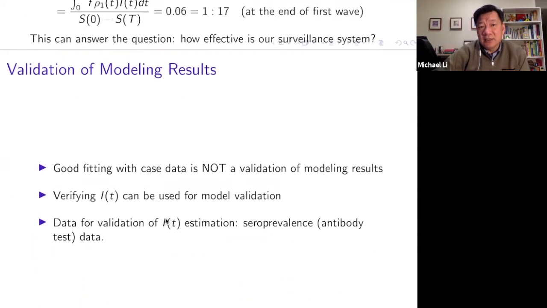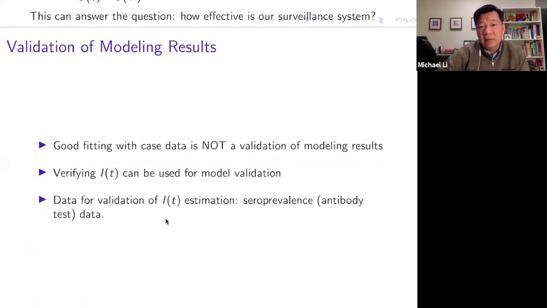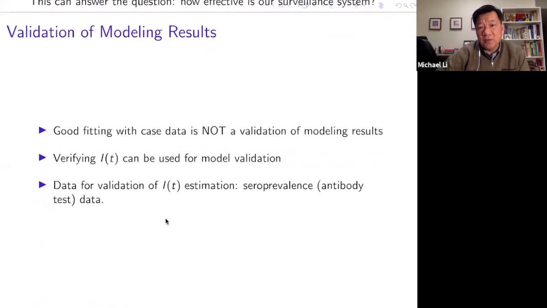Okay, so I think this is the end of my talk. I just wanted to comment that good fitting shouldn't be used as validation. It's not a validation. You can have a good fit with the case data, and then look at the F of T to see if it's way out of line, or compare it with the seroprevalence results. That might be independent data to validate our modeling results. So that would be the end of it. Thank you very much.